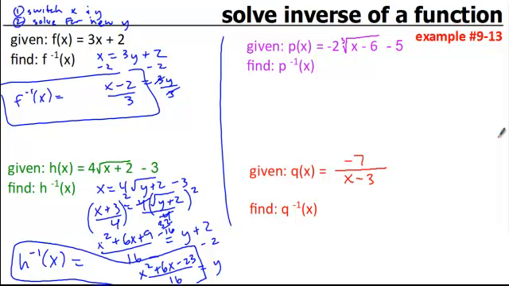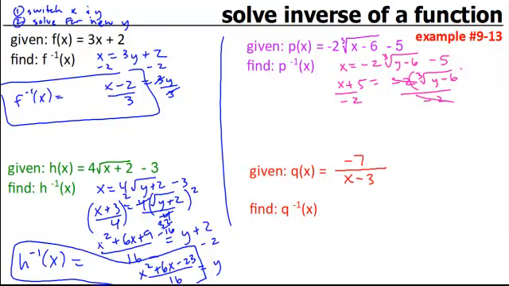Okay, so if we're looking to find the inverse of our p function here, what that means is we're going to take this equation, we're going to switch the x and y. So I'm going to write x equals negative 2 times the cube root of y minus 6 minus 5. And then I'm going to solve for my y, add 5 to both sides, divide by negative 2. I'm then going to cube both sides.